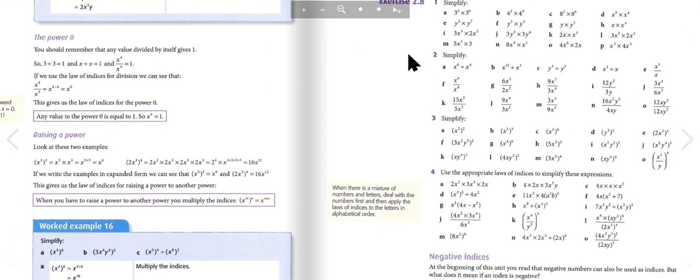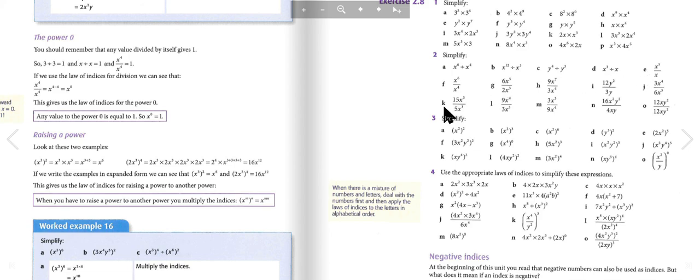Question 2. Simplify. x to the power of 6 divided by x to the power of 4. x to the power of 12 divided by x cubed. y to the power of 4 divided by y cubed. x cubed divided by x. x to the power of 5 divided by x.